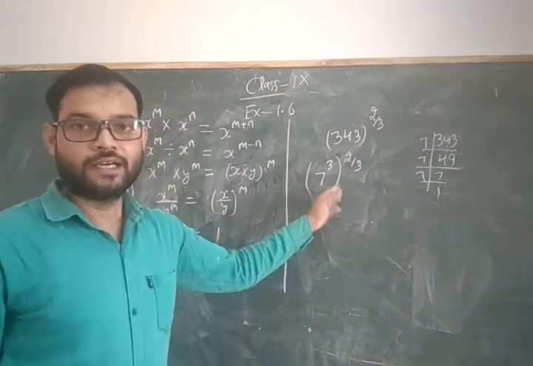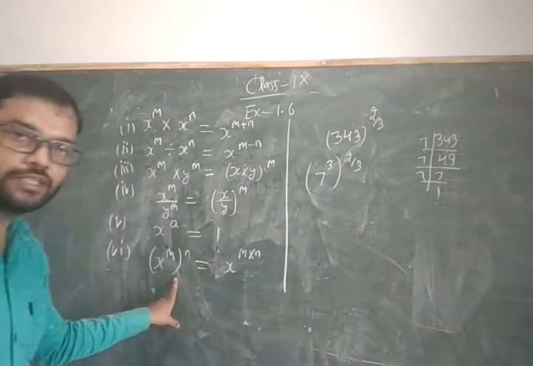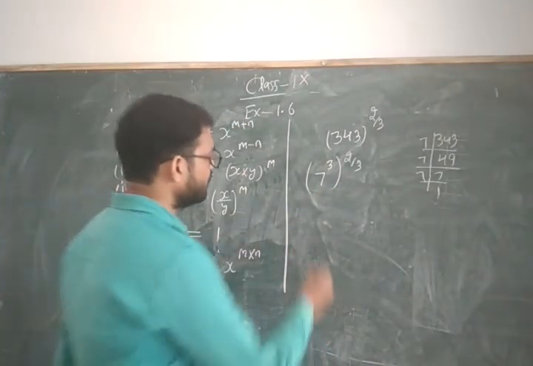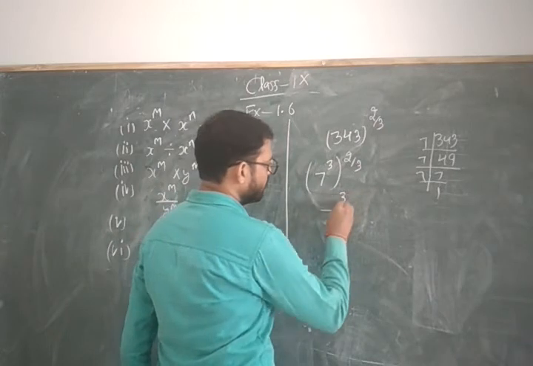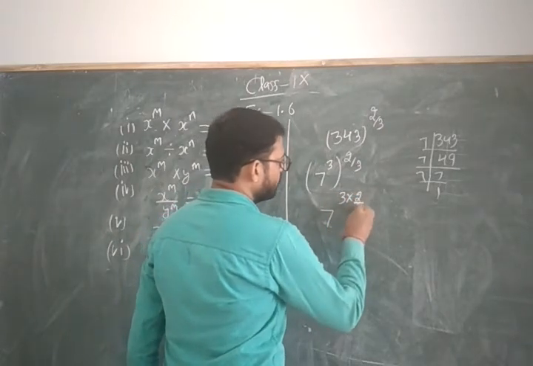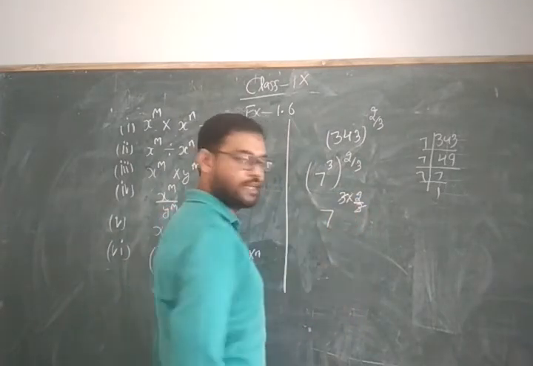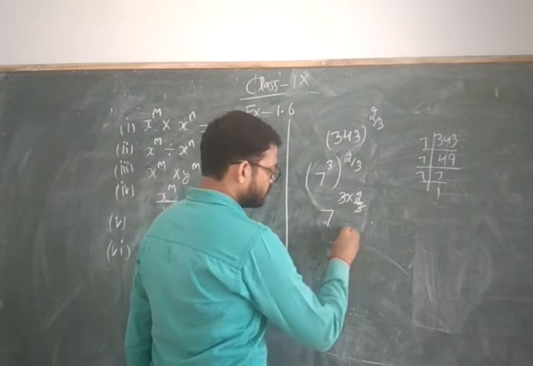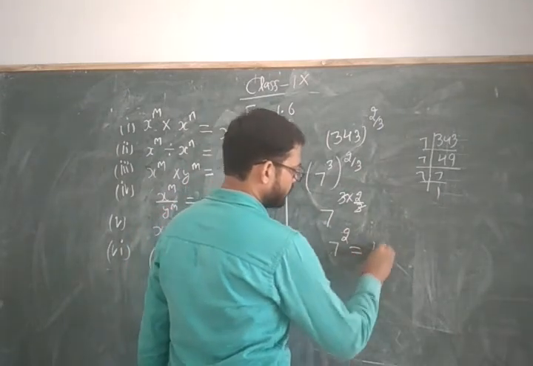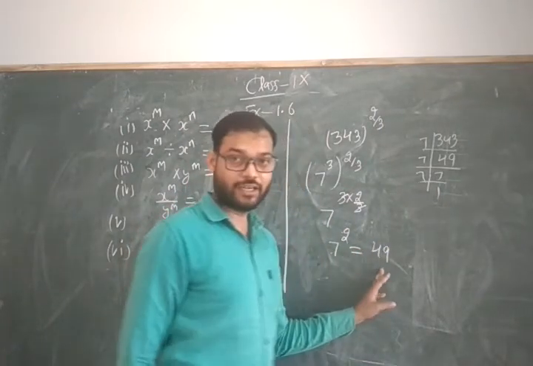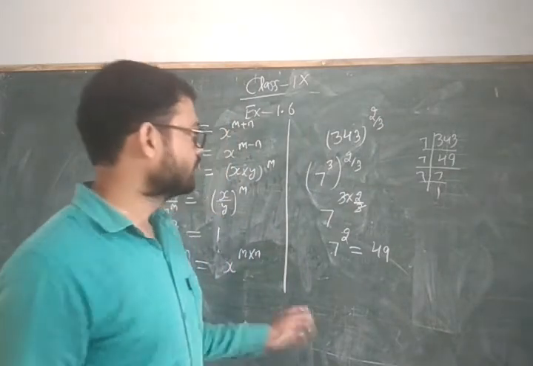Now you can see again here this identity is forming. We can write it as 7 raised to power 3 multiplied by 2 upon 3. So the 3 cancels with the 3. So 7 square, which becomes 49, not 40. Okay.